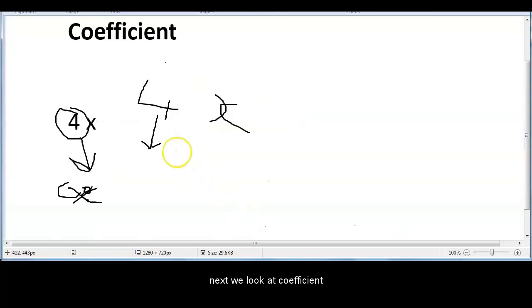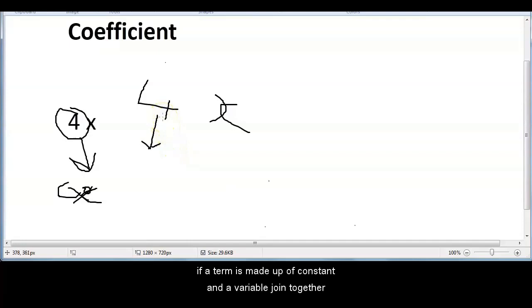Next, we look at coefficients. If a term is made up of a constant and a variable joined together by a multiplication operation, 4x for example, then x still remains the variable, but 4 here is the coefficient of x. We call it the coefficient of x. In other words, if a constant and a variable are combined by the multiplication operation, then the constant is the coefficient of the variable.